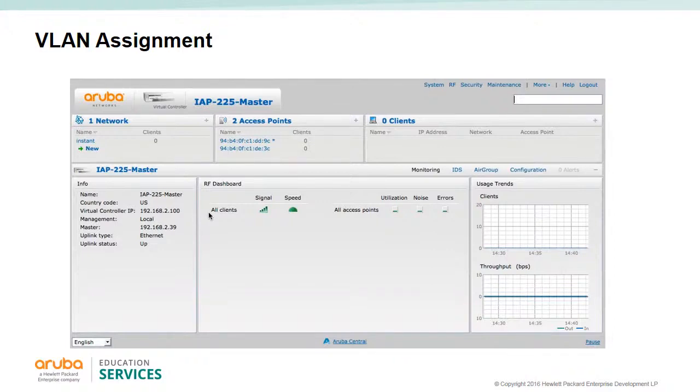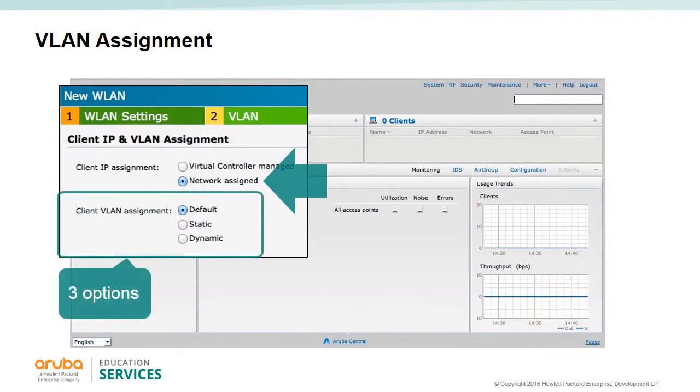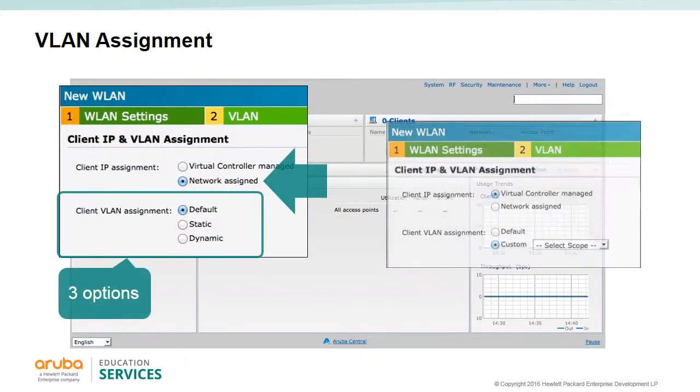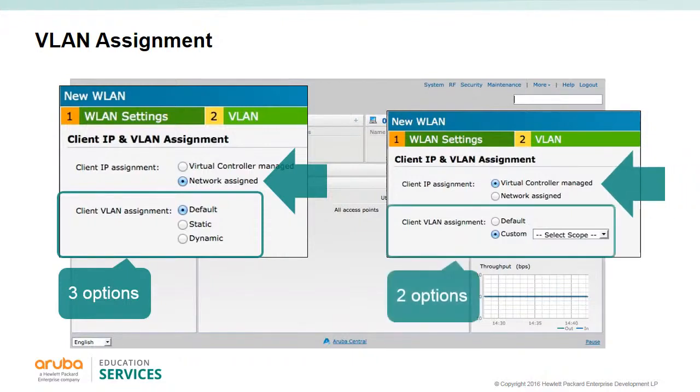The second Wireless LAN Wizard window is the VLAN selection. There are 5 starting points to set up an SSID with a VLAN setting. The network assigned option is typically used for corporate users, and there are 3 choices: default, static, and dynamic. For the virtual controller managed option, the default setting is typically used to assign an IP address to the guest. The custom option will allow various choices as to how and what DHCP server will be used.